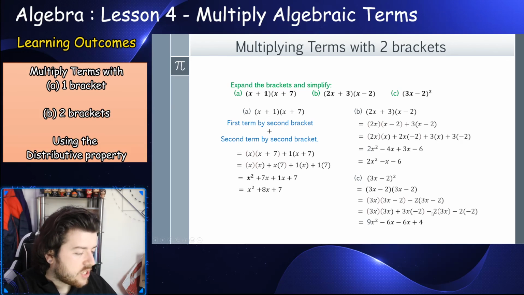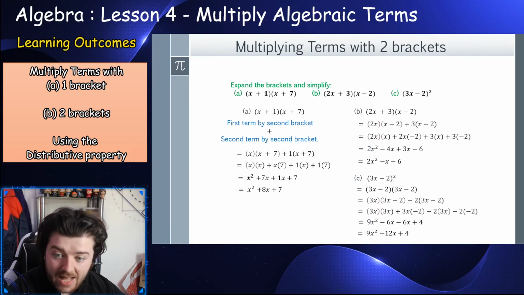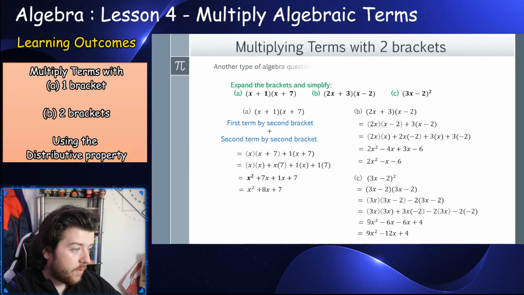Do I have any like terms? Yes, I do. So I don't have any other x squared term. I have 2 x terms and I have 1 number term. So I'm going to group my x terms together, minus 6x minus 6x, which is going to be minus 12x. And that's it for this video.